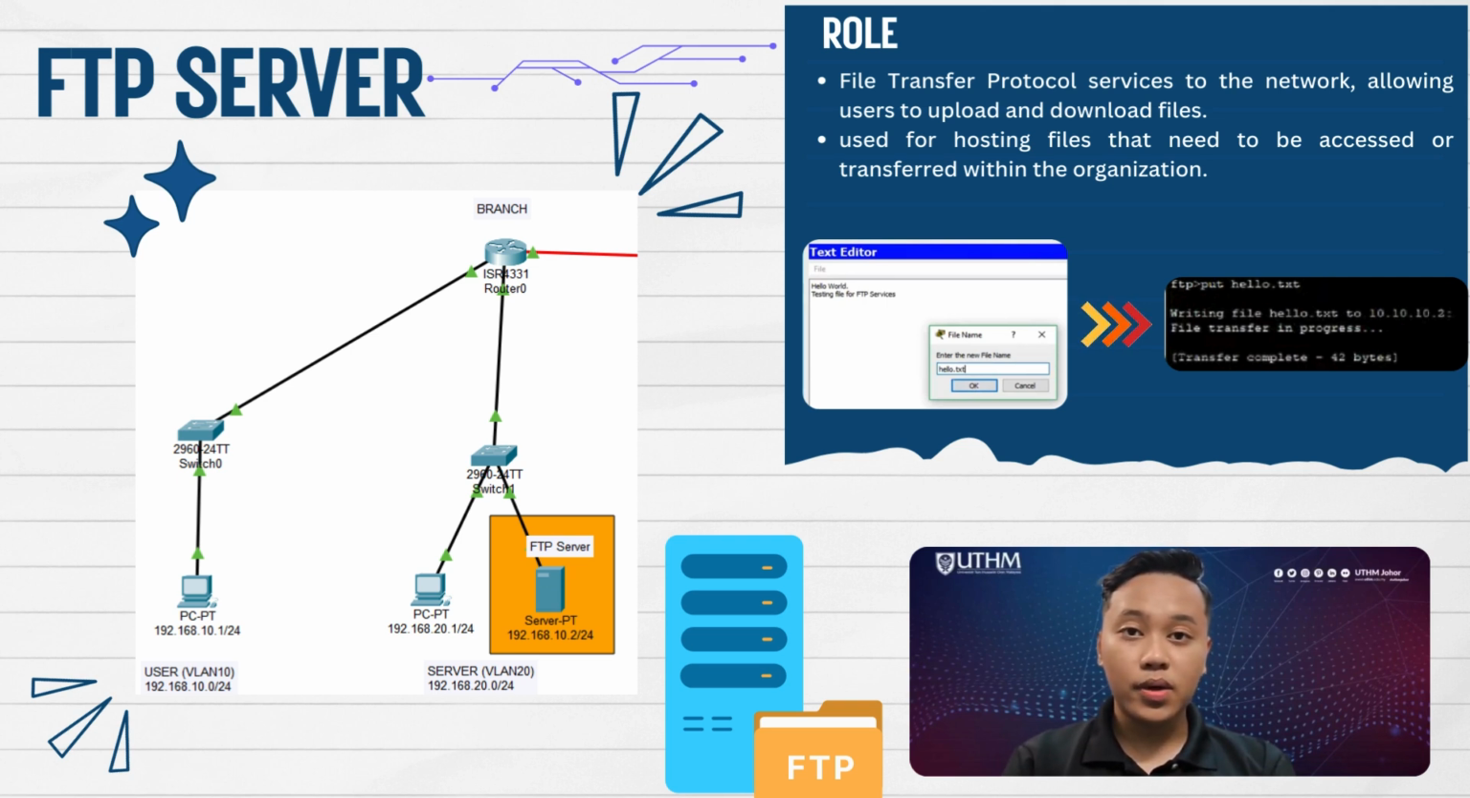The FTP server in the branch network is connected to switch 1, which aggregates traffic from devices in both VLAN 20 and VLAN 10. Within the branch, devices such as PCs in VLAN 20 can directly access the FTP server for file transfers. Inter-branch communication is facilitated by the ISR 4331 router, which enables the FTP server to be accessed by devices at the HQ. This inter-network connection is routed through router 0, the branch router, and router 1, the HQ router. The FTP server provides file transfer protocol service, allowing users to upload and download files. It is primarily used for hosting files that need to be accessed or transferred within the organization, ensuring efficient file management and sharing across different network segments.